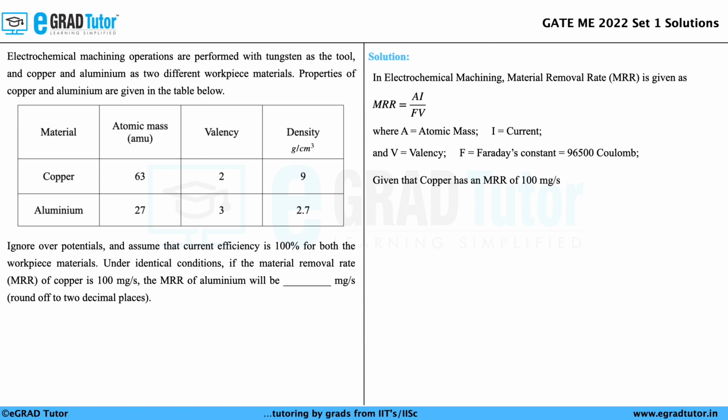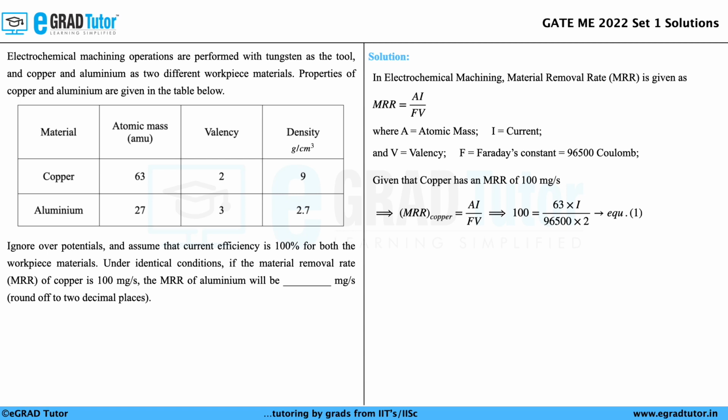Using the above equation of material removal rate in electrochemical machining, we get 100 = 63, which is the atomic mass of copper as per the given table, times I by 96,500 times the valency of copper, which is equal to 2 as per the given table. Let us consider this as equation number 1.